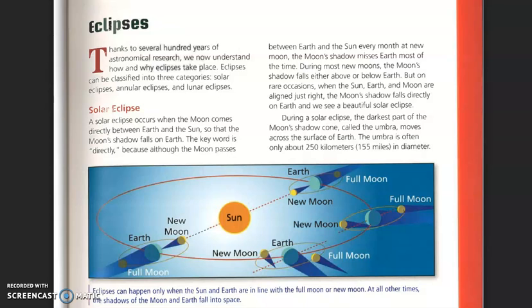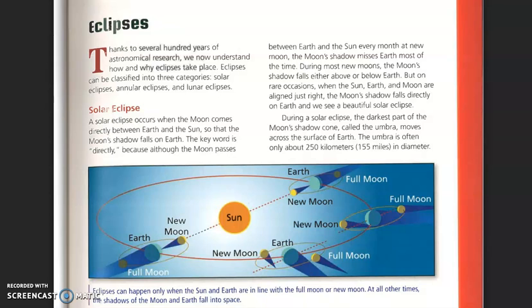A solar eclipse occurs when the moon comes directly between Earth and the sun so that the moon's shadow falls on Earth. The key word is directly, because although the moon passes between Earth and the sun every month at new moon, the moon's shadow misses Earth most of the time. During most new moons, the moon's shadow falls either above or below Earth. But on rare occasions, when the sun, Earth, and moon are aligned just right, the moon's shadow falls directly on Earth and we see a beautiful solar eclipse.